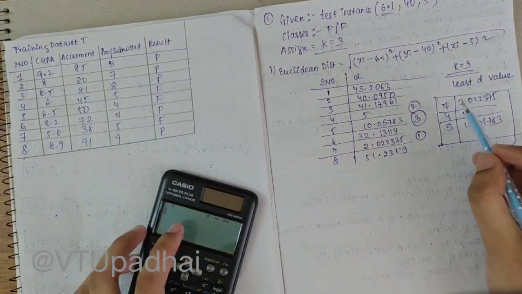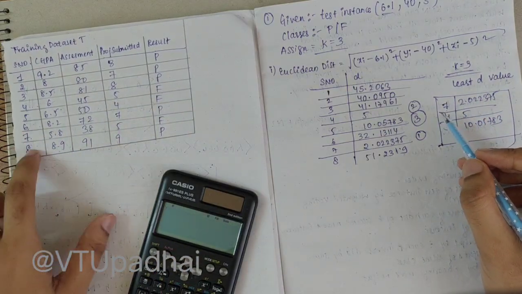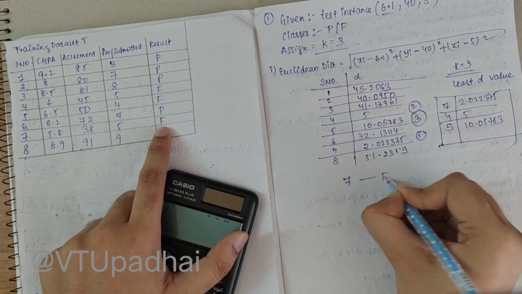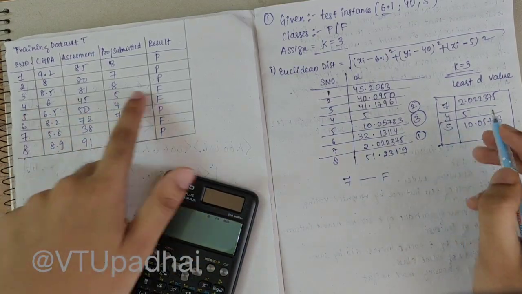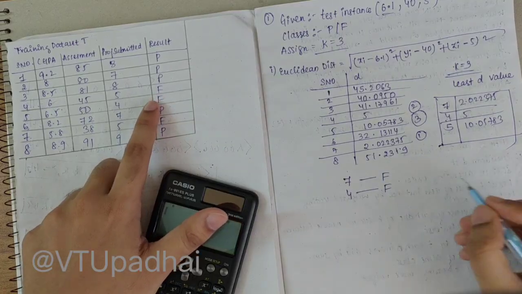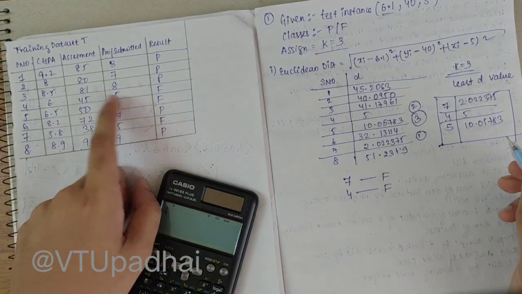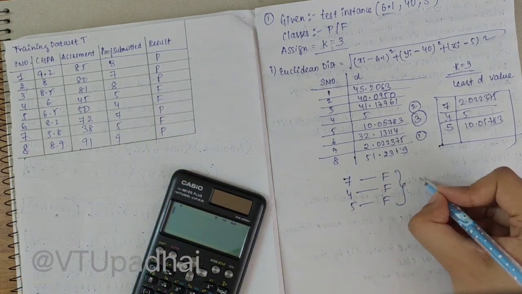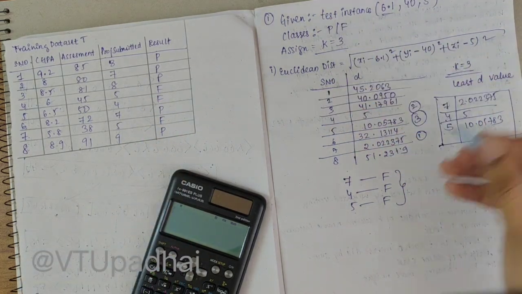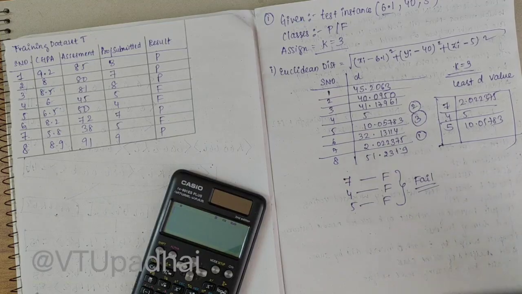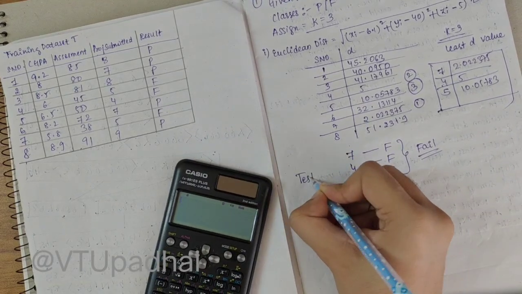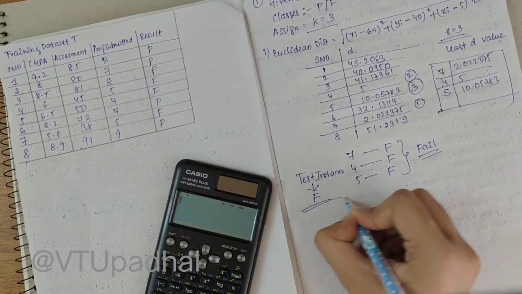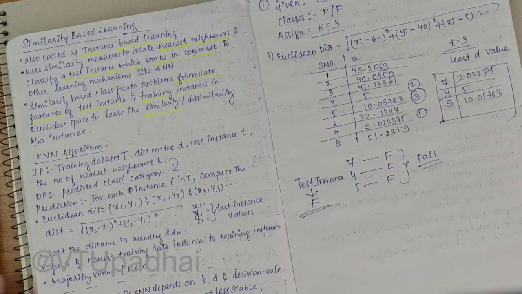Okay, for the 7th serial number, this row, the result was fail, right? So for 7 the result was fail. Okay, for 4 it was fail, and for 5 it was fail, and for 5 also it was fail. So when I take the majority voting, even for the test instance it would be fail itself. So for the test instance, the class which I have obtained is F. So this was about the KNN algorithm.